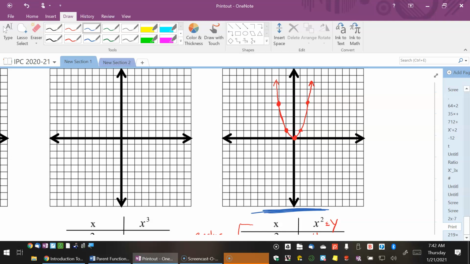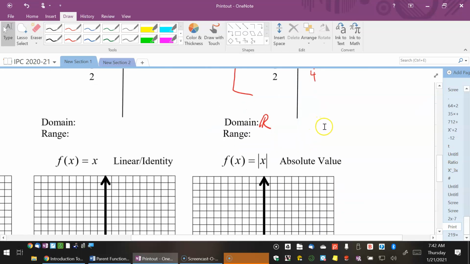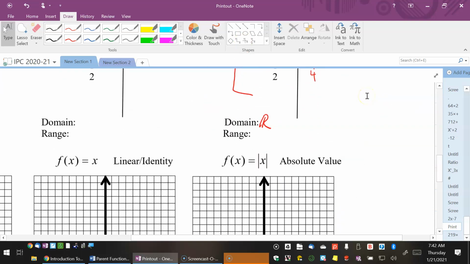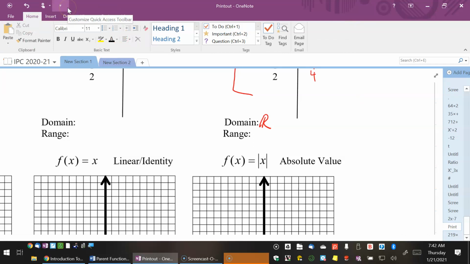So guys, what is the range of x squared? Where does it start? Mac, what do you think? 0 to what? Infinity. Very good. We start touching on the graph itself, so it's a bracket, 0 to infinity range. So domain is all reals, range is 0 to infinity.